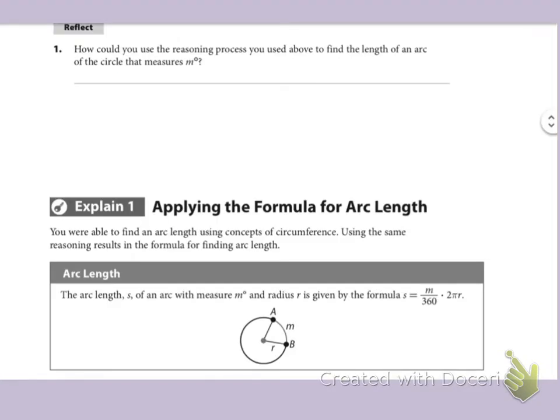So essentially what we did is we took 60 degrees of the full circle's 360 degrees, and that's how we found our fraction. And then we multiplied it by the circumference, which was 2 times pi times 9, which was the radius.